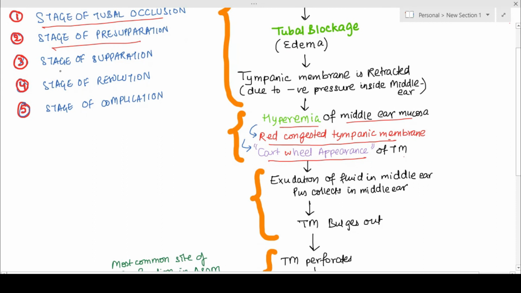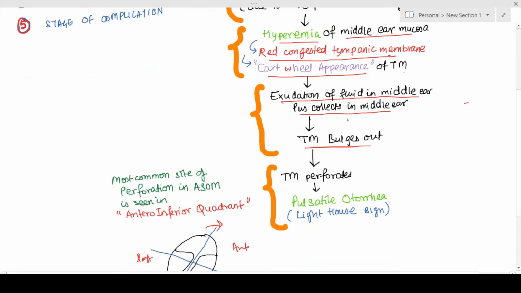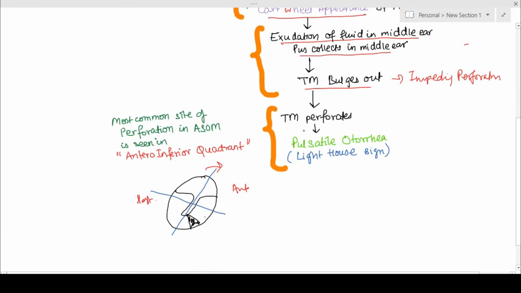In the stage of suppuration, there is exudation of fluid in the middle ear and pus collects in the middle ear. The tympanic membrane bulges out. It is also known as impending perforation. After this, we have the stage of perforation or stage of resolution. The tympanic membrane perforates, and the pus comes out in a pulsatile fashion. It is called pulsatile otorrhea, and it is also known as the lighthouse sign.